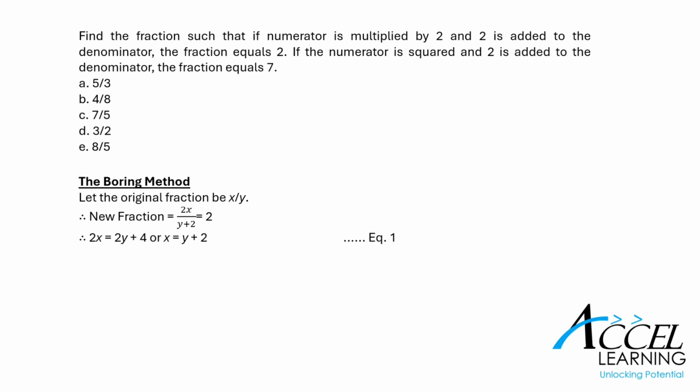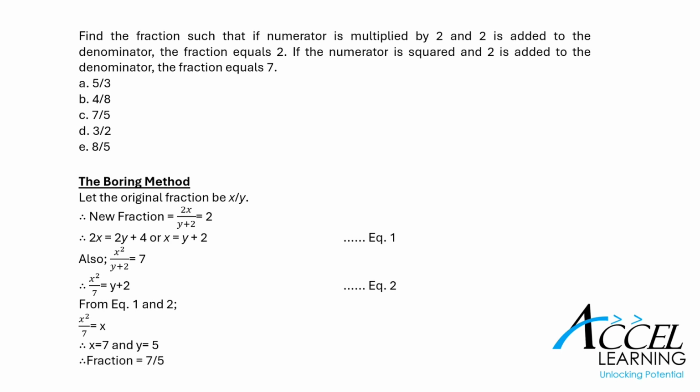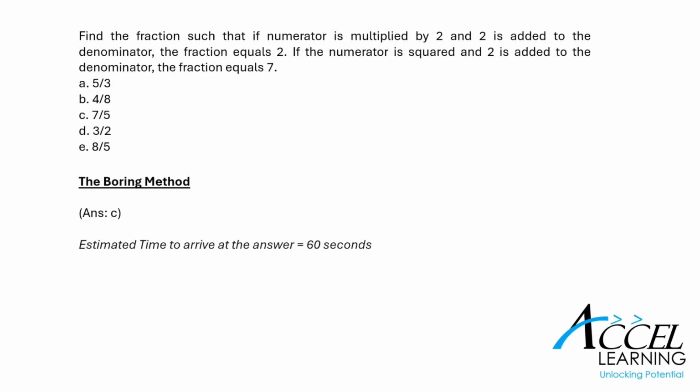Also, x squared over y plus 2 equals 7. Therefore, x squared over 7 equals y plus 2, which is equation 2. From equation 1 and 2, x squared over 7 equals x. Therefore, x equals 7 and y equals 5. And the fraction is 7/5. And the answer is letter C. The estimated time to arrive at the answer is 60 seconds.